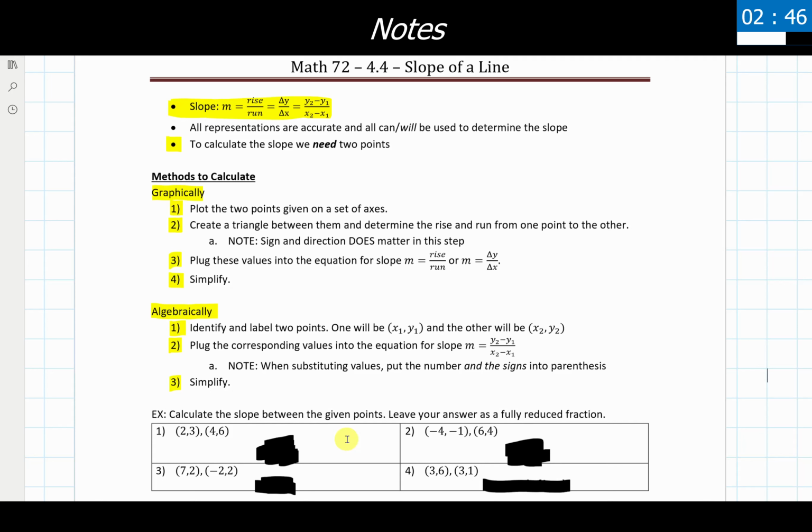Really doesn't matter. We just need 2 points to work with these things. Now, if we're doing this algebraically, my recommendation is that you label one of the points x sub 1, y sub 1, and the other point x sub 2, y sub 2. When you're doing this labeling, it does not matter which one is point 1 and which one is point 2.